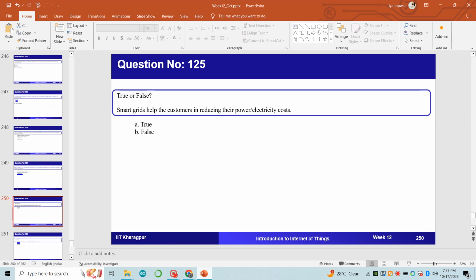Next question is, true or false? Smart grid helps the customer in reducing their electricity cost. True or false? True. Yes, the statement is true.